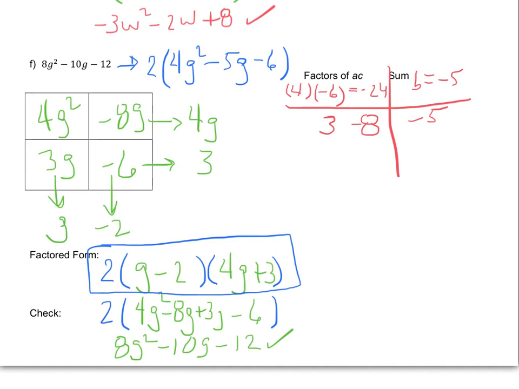So our answer here is going to be, in factored form, 2 times g minus 2 times 4g plus 3. So you can certainly use either of these methods. There are other methods out there. If you want to investigate those and look into those, that is certainly fine.